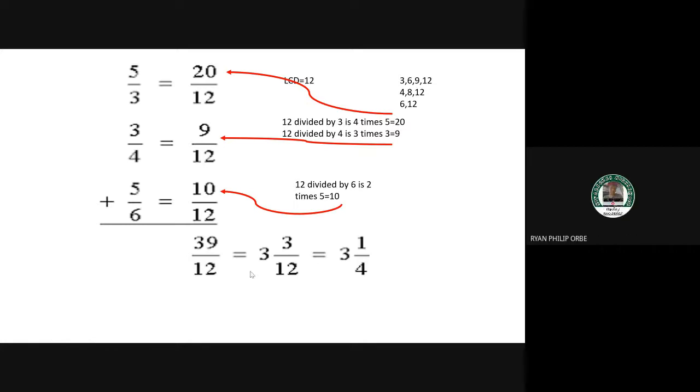Improper fraction po. You can change this improper fraction to a mixed number wherein the fractional part is already in the lowest term. So 3 and 3/12. Pansinin niyo that 3 and 3/12, yung fractional part of it ay hindi pa siya naka-lowest term. Okay? So ilo-lowest term nyo muna.